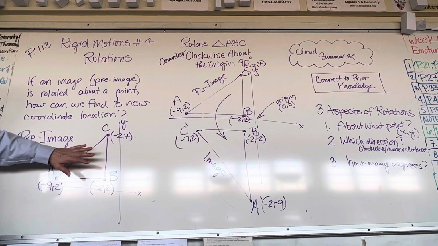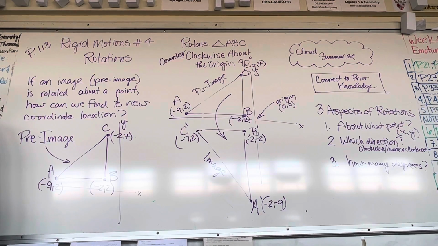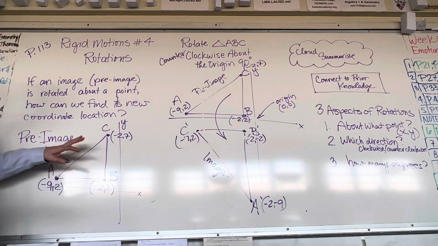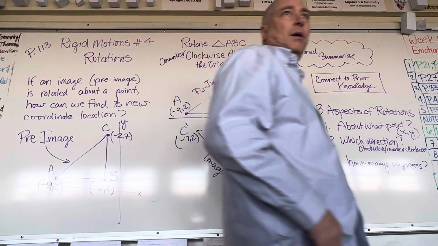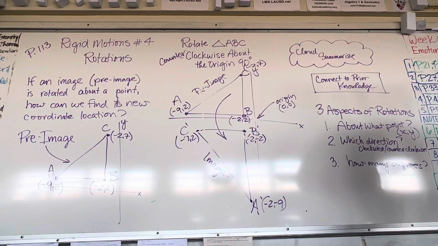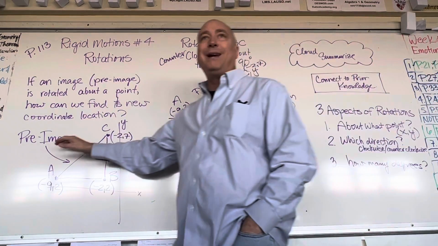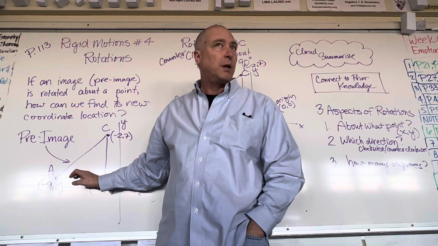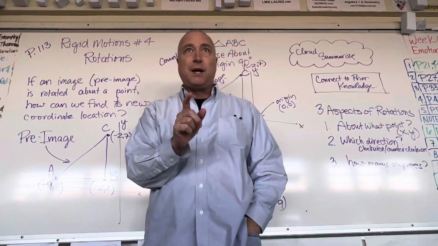If you're going to rotate this shape, what do you need to know before you can rotate it? What would you like to know, I guess? Where the shape starts. Very good. That's called the pre-image. That's where the shape starts. Good.